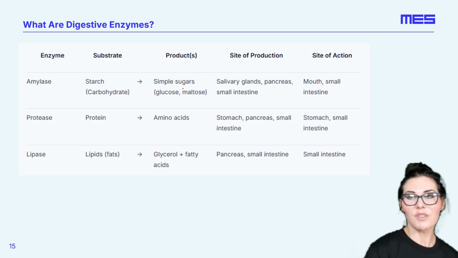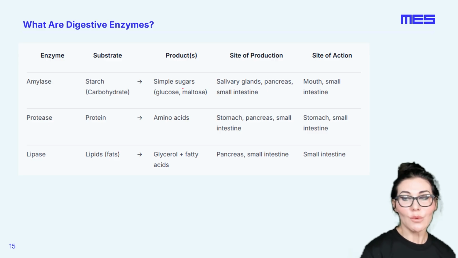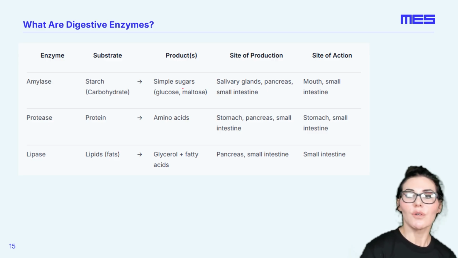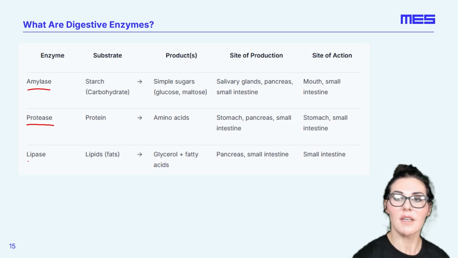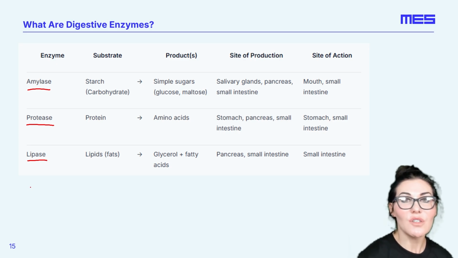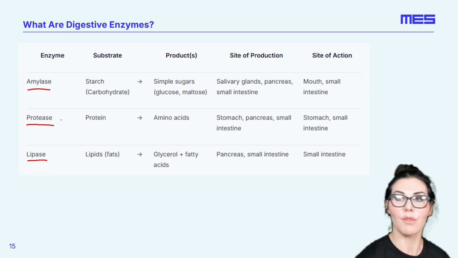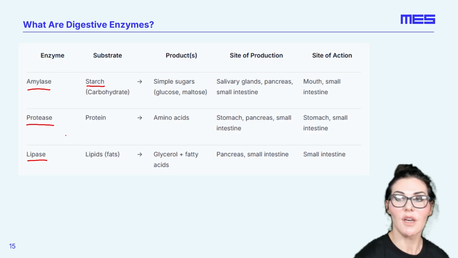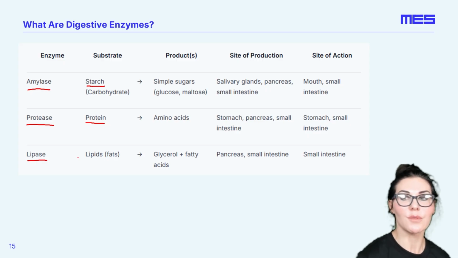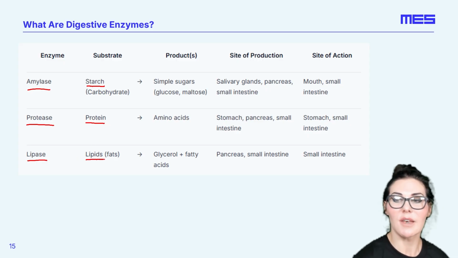So let's summarise our digestive enzymes. You do need to know these for your GCSE. You need to know our 3 big examples: amylase, protease, lipase. You need to know the substrate that they react with. Amylase reacts with starch, which is a type of carbohydrate. Protease reacts with protein, and lipase reacts with lipids. So amylase breaks down starch or catalyzes that reaction. Protease, protein. Lipase, lipids or fats.